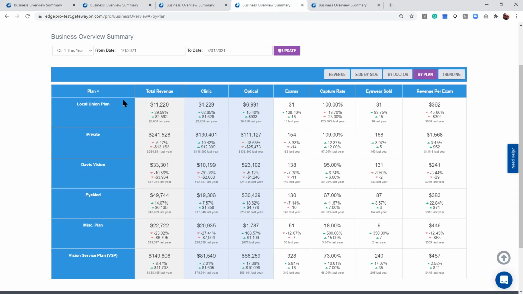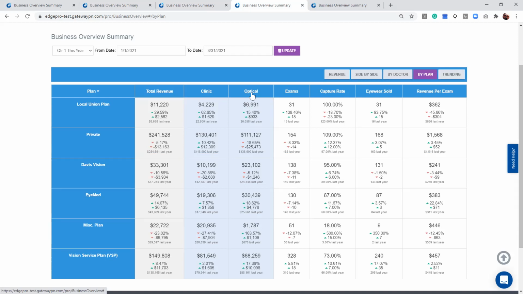And really, we've got all of our plans listed over here on the left. I can see my total revenue just like before. Here it is in the clinic and into the optical. But what I like the most about this page is that at a quick glance, I can see my red flags.